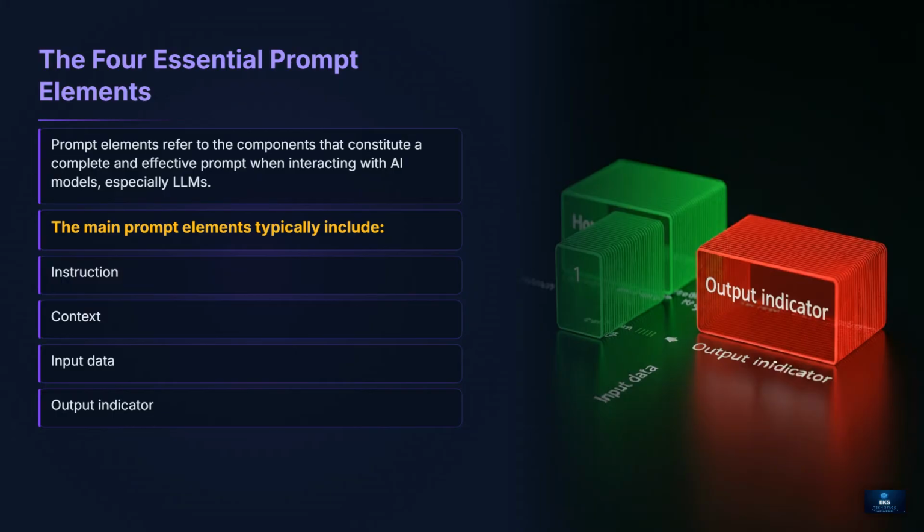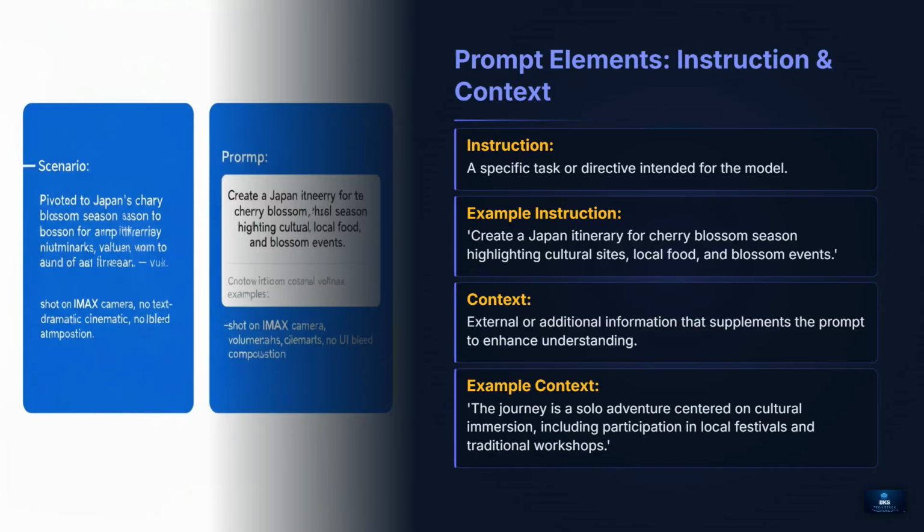Let's break down the first 2 prompt elements with a practical scenario, planning a solo trip to Japan. The instruction is your clear command, what you want the AI to do. For instance, create a Japan itinerary. The context then layers on crucial background, like specifying it's a solo adventure centered on cultural immersion. You'd use this combo to ensure the AI's output is not just correct, but perfectly tailored to the user's nuanced needs. This makes the AI's response immediately actionable and relevant.